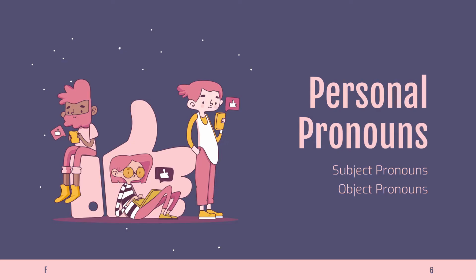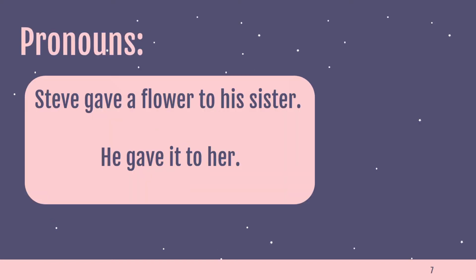Okay, personal pronouns. Personal pronouns have 2 types. They are subject and object pronouns. Okay, now I have 2 sentences here. The first one is a sentence without pronouns, and the second one, I use pronouns. You have 3 pronouns in the sentence. And let's take a look.